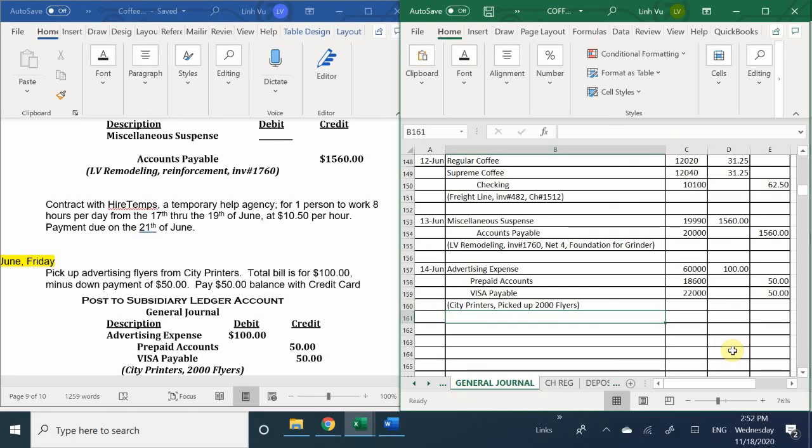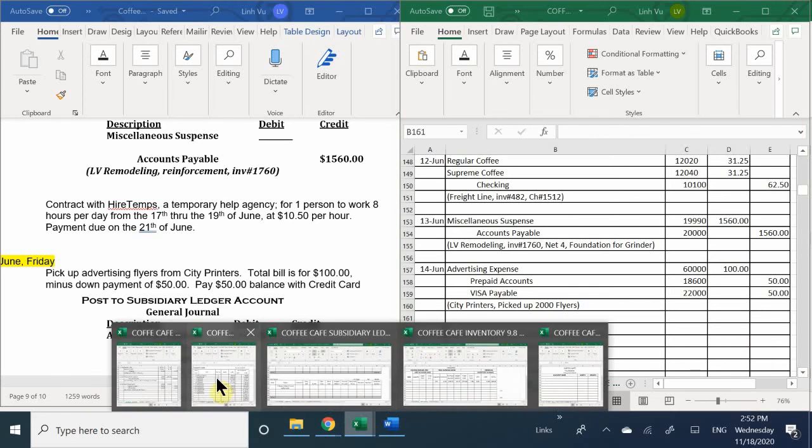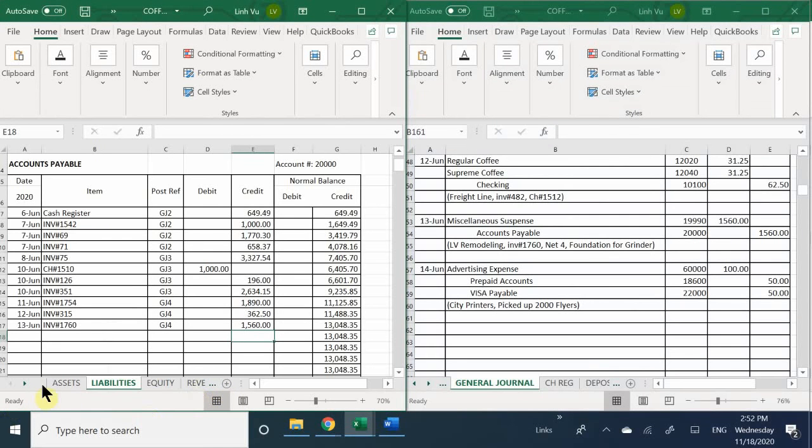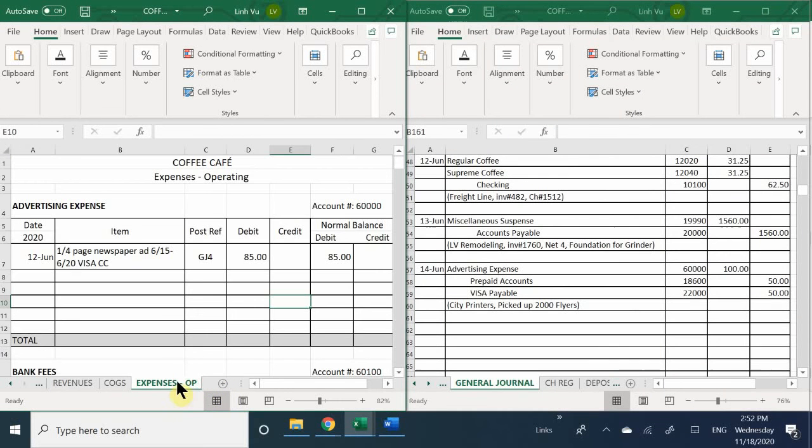Okay, so now I need to go ahead and update my ledger account. The first thing I'm going to do is go to my operating expenses, because now I have the full 2,000 flyers in my hands. So here on the 14th of June, I picked up, or received, or actually in this case, I could go ahead and write 2,000 flyers. All right, general journal number 4, and I've increased my account by $100.